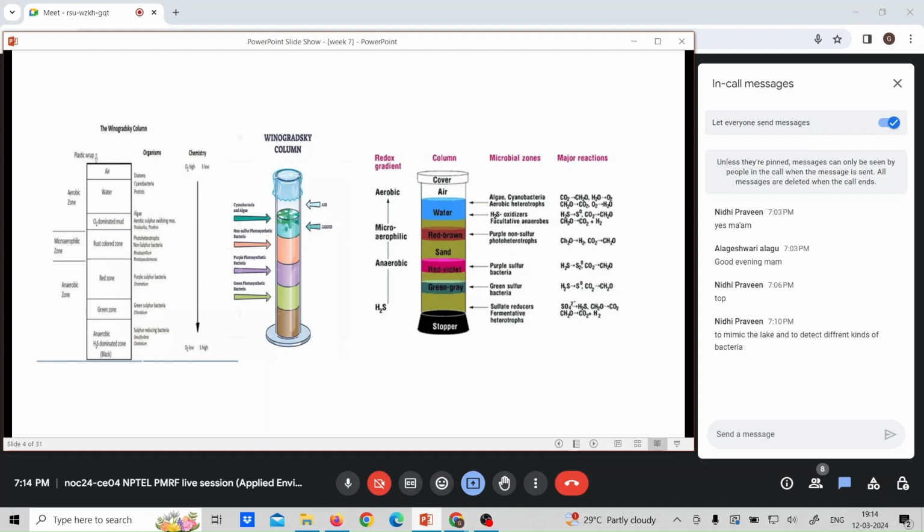Right or wrong, you just try to answer. This session is basically to enhance your capabilities to answer or face the questions. It's not that you have to tell the right answers. Just give a try about what microaerophilic organisms are.